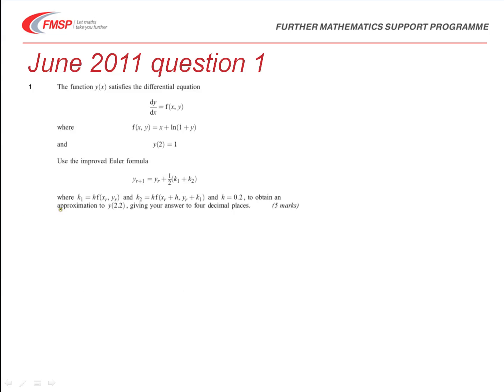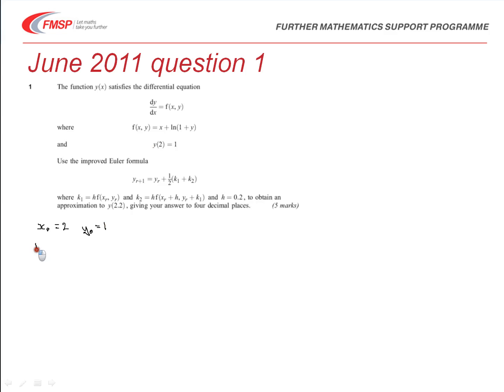Okay, so working through this, in order to work this out we need to find the value of k1 first, then find the value of k2, and then we can find our new value of y from the y value that we've got as our starting point. So we know initially that x0 is equal to 2 and y0 is equal to 1, from the line given above.